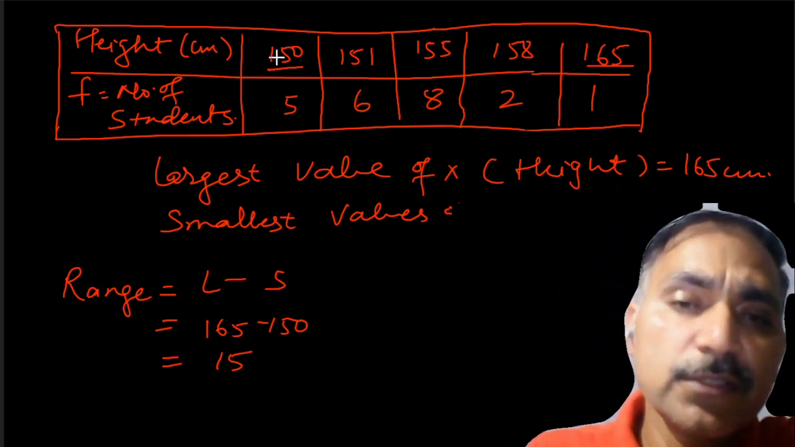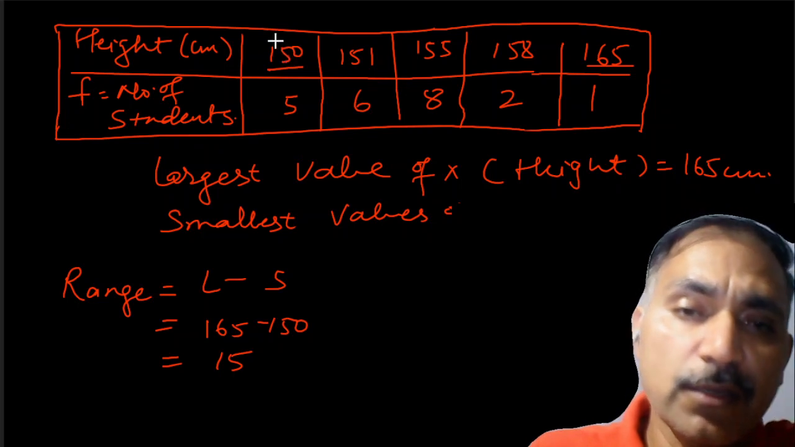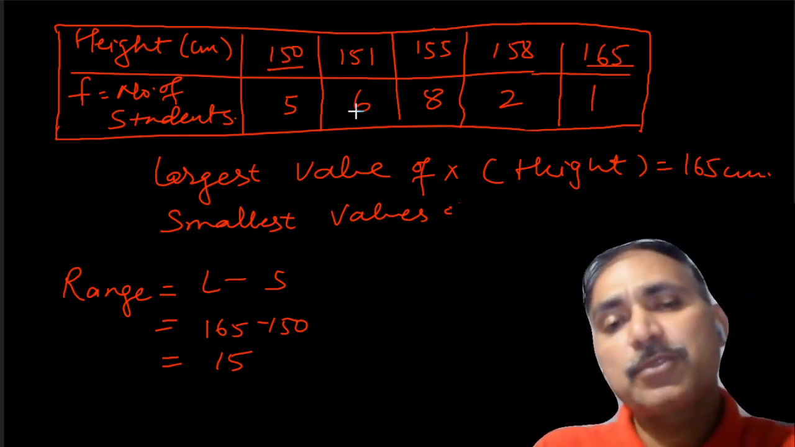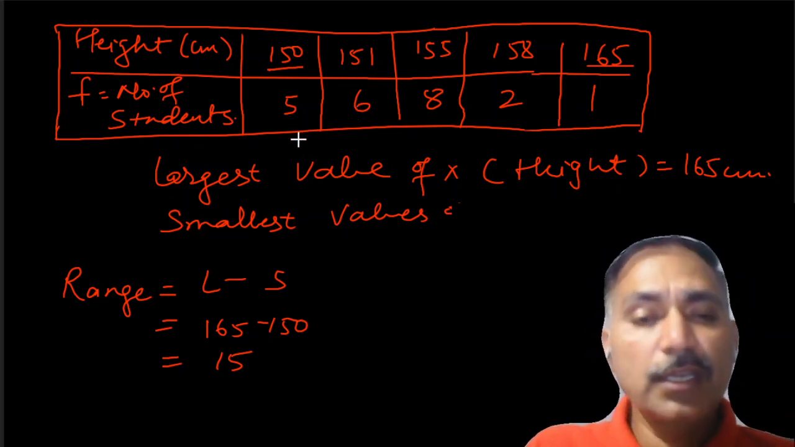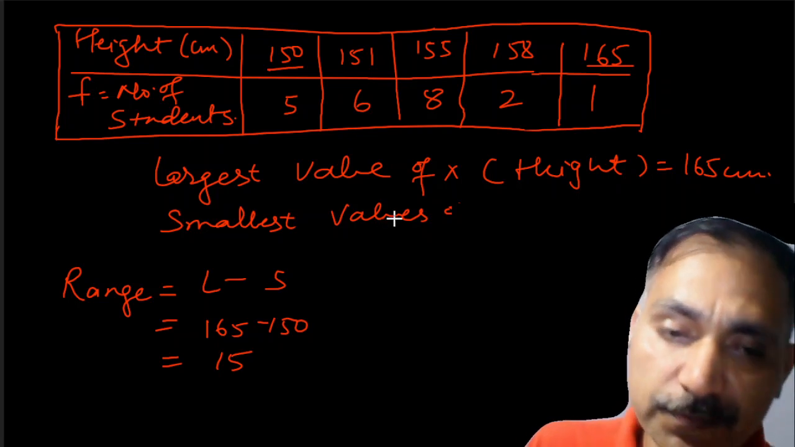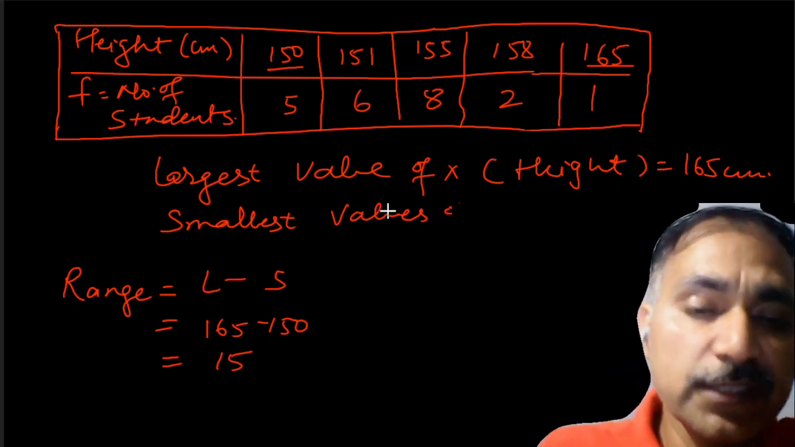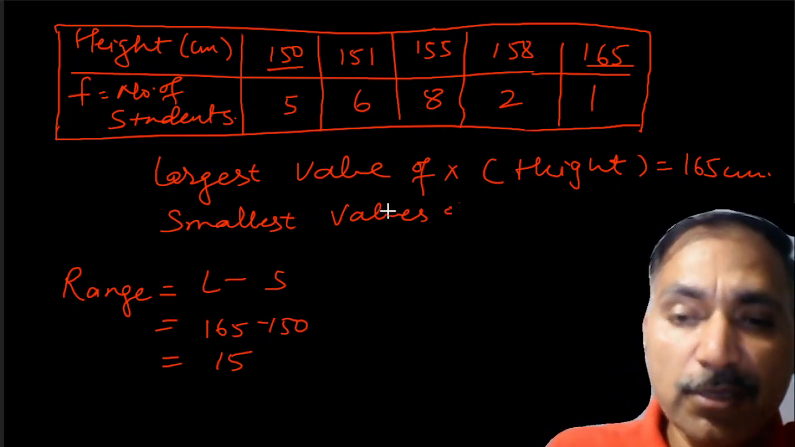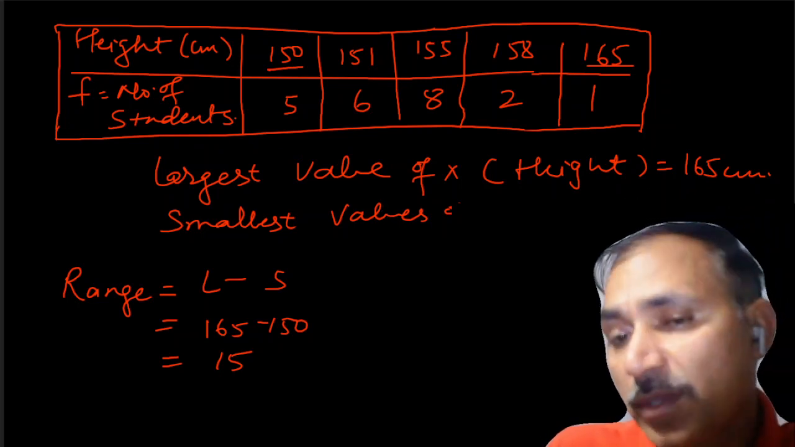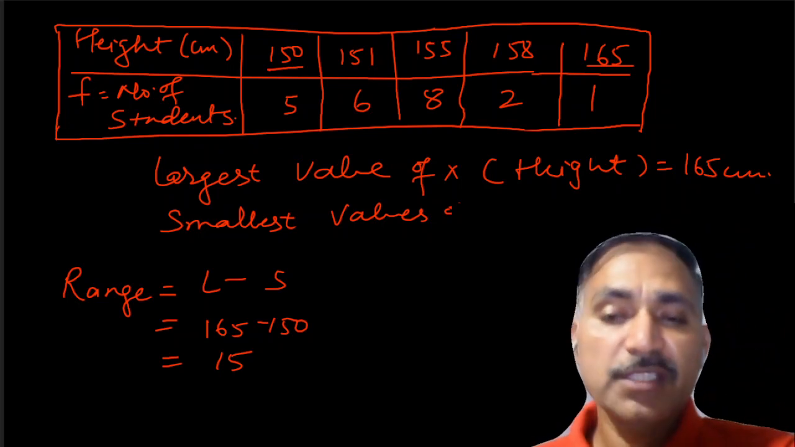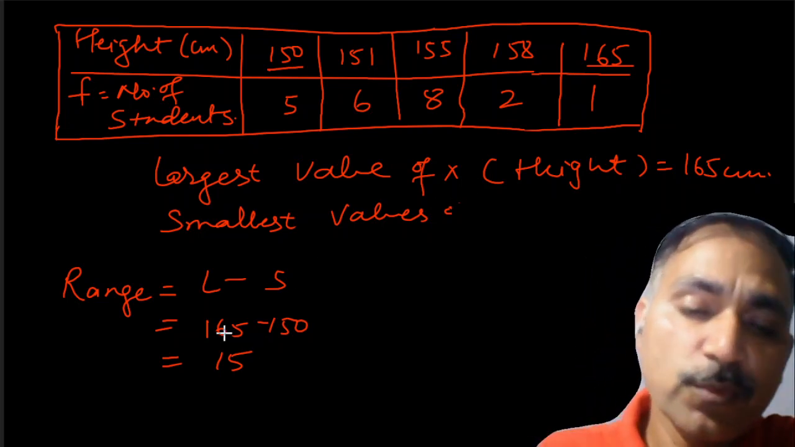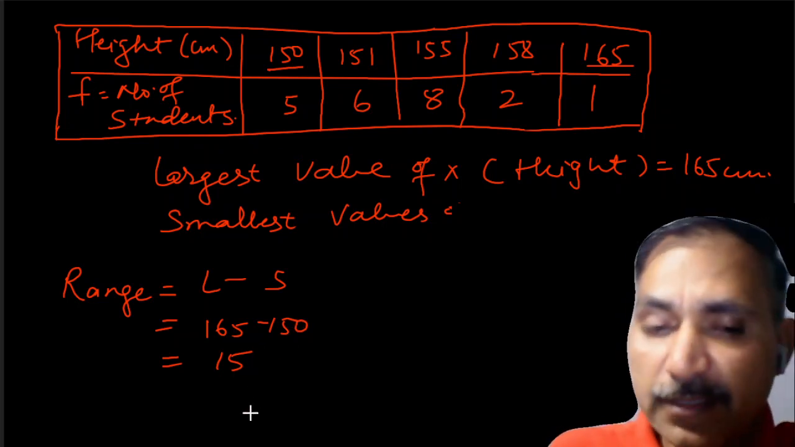What to do here? You have to find out which is the lowest value of x and which one is the highest value of x, and then you have to write that as the largest value and the smallest value, and then you do the calculation of how to find the range. The formula is largest minus the smallest. We have largest as 165 and the smallest as 150. So 165 minus 150, that is 15.